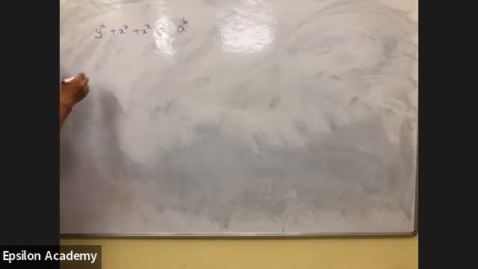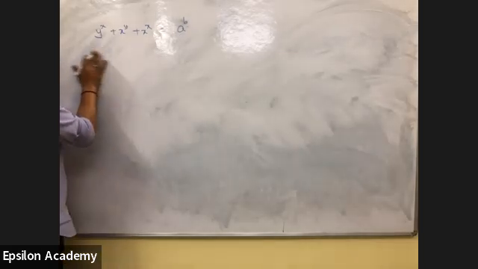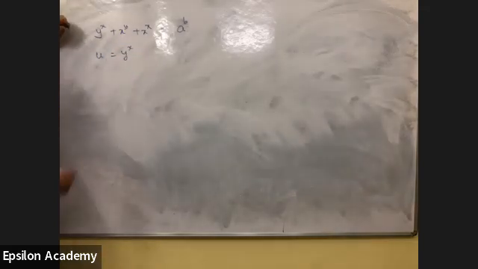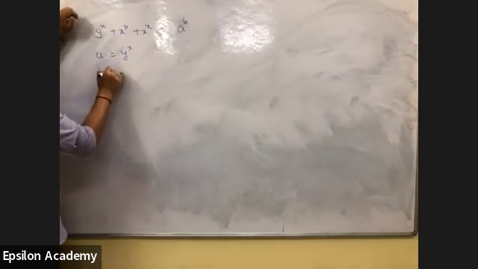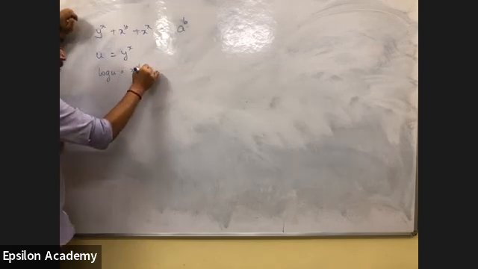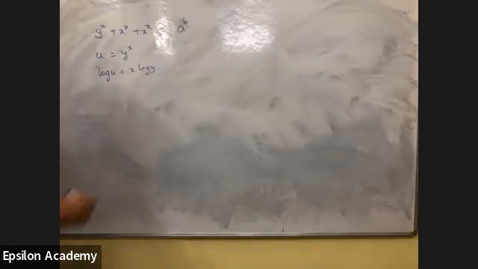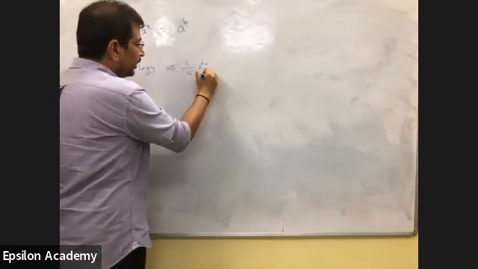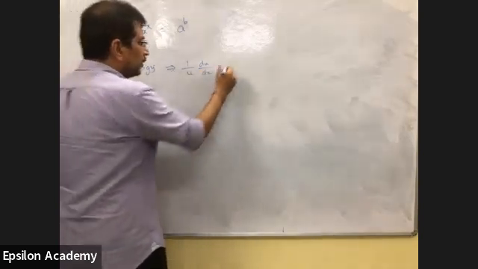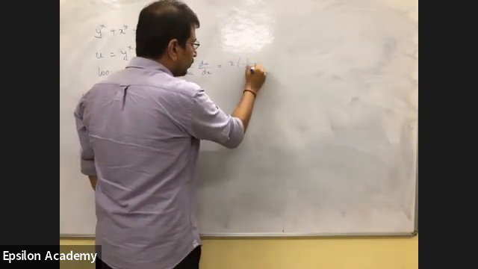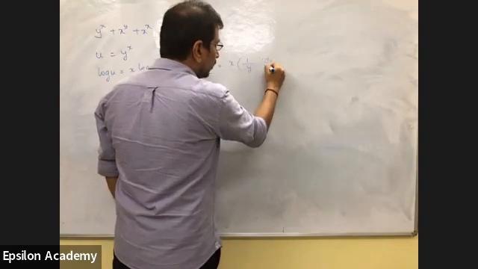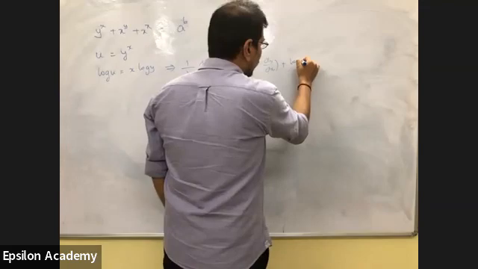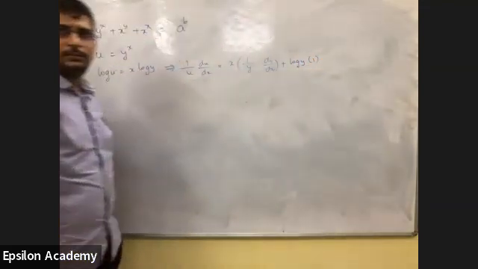So this is the question, and you want dy by dx from this. What we can do is take u equal to y power x. Then take log on both sides: log u equals x log y. Which implies 1 by u into du by dx equals x into 1 by y into dy by dx plus log y into 1. Accepted?